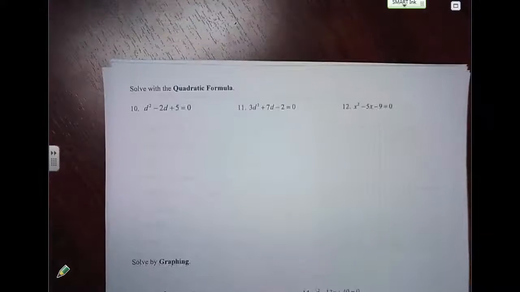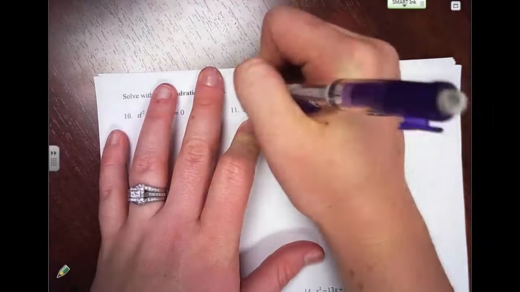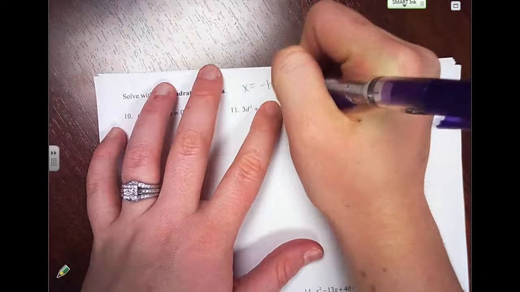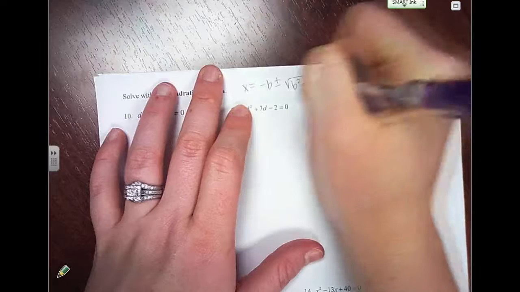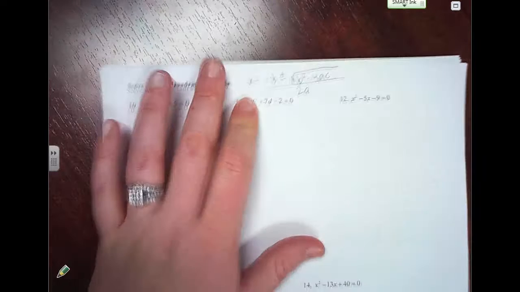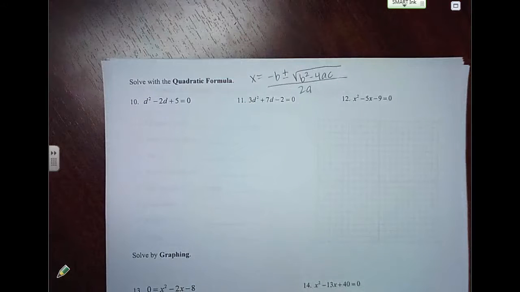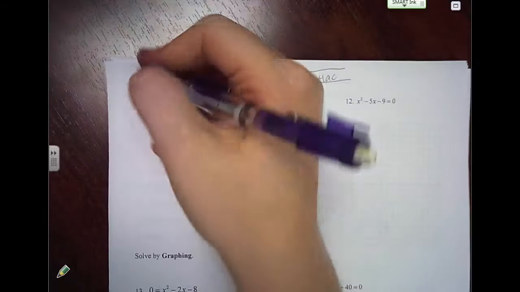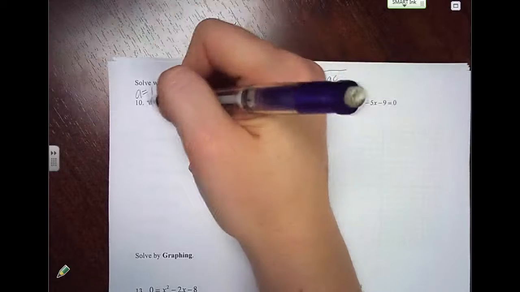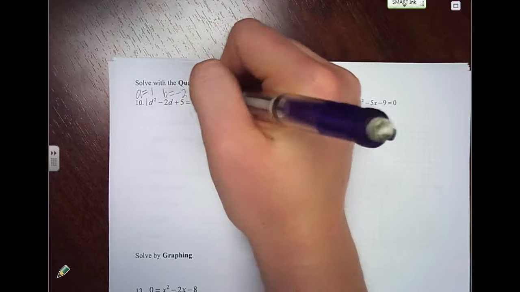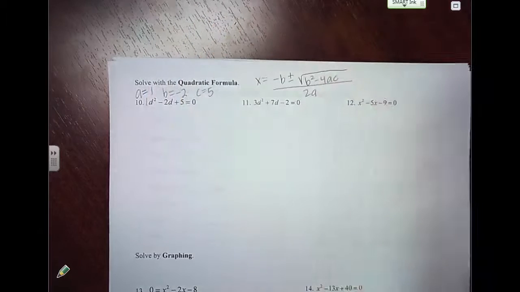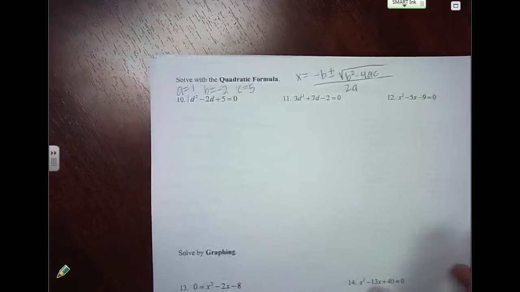Okay, solve with the quadratic formula. So you'll be given the quadratic formula here. So x equals negative b plus or minus the square root, all over 2 times a. So we're just plugging all of the information in. So on number 1, a equals 1. Remember, you're not going to use any letters here. B equals negative 2, and C equals 5. So we're going to plug in there.